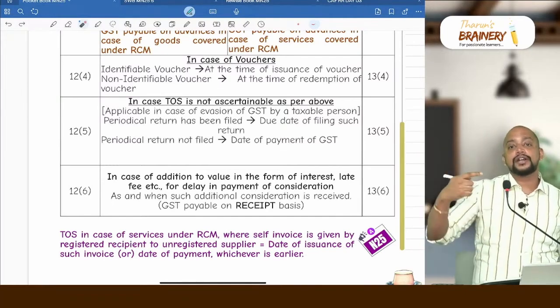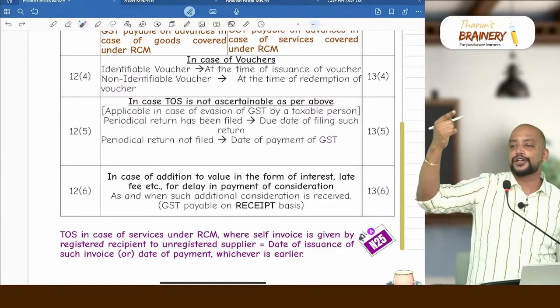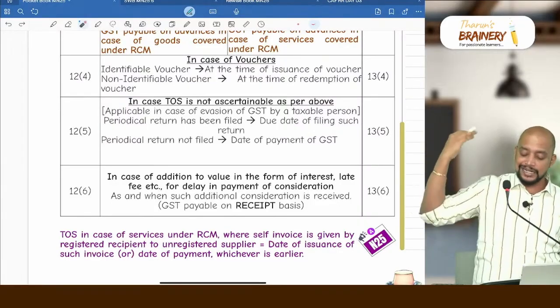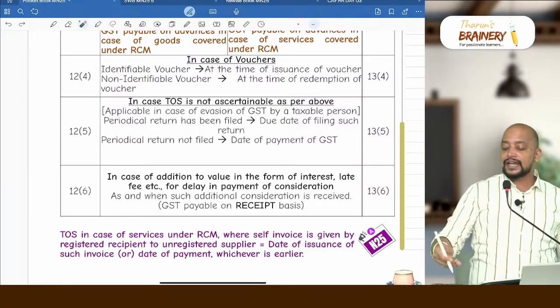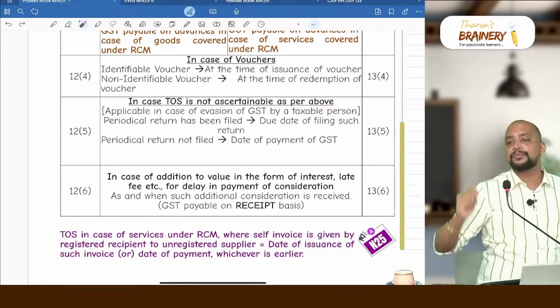Whenever you are coming to my shop and you are redeeming the voucher, at that time only I know against which product you are going to redeem. So therefore that is taken as the time of supply. So in case of an identifiable voucher, what if I have already paid the GST but you are not redeeming the voucher?